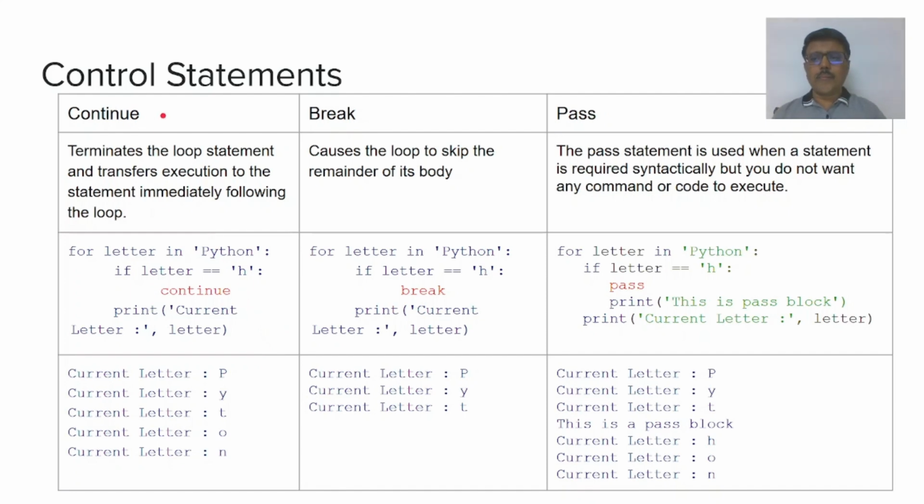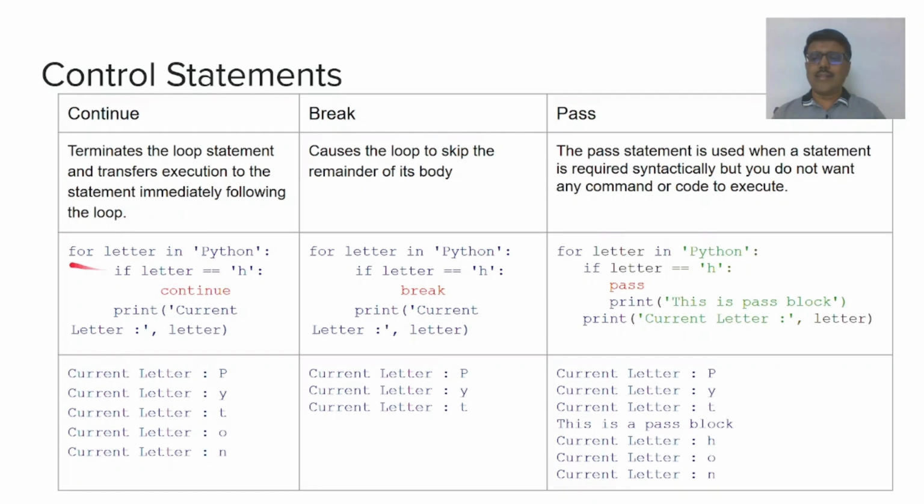So continue, if you understand this statement, then the rest of the things will be easy to follow. When you say continue, it terminates the loop statement and transfers the execution to the statement immediately following the loop. What does it mean? It terminates the loop statement and transfers the execution to the next statement immediately following the loop. That's what it will be doing.